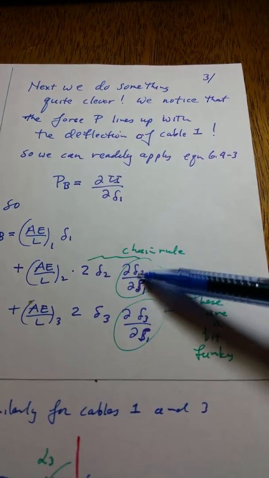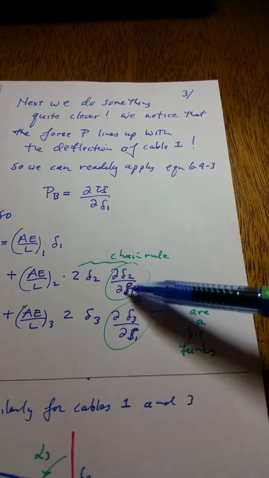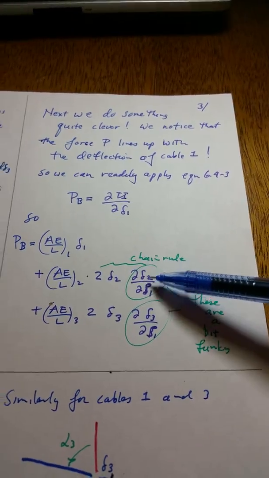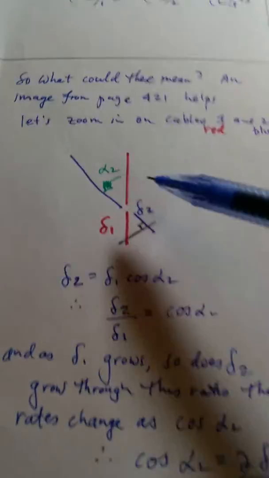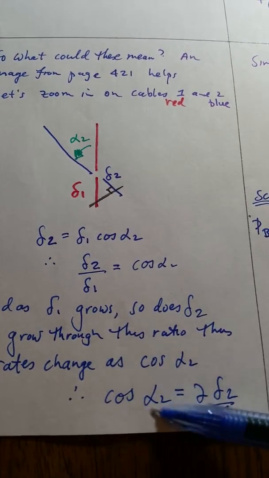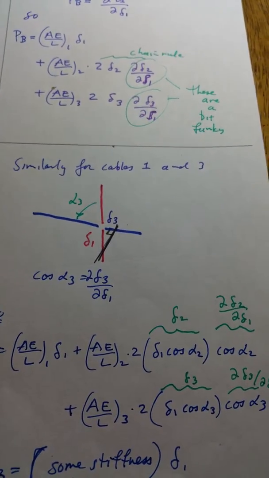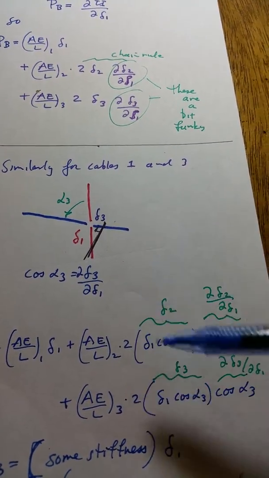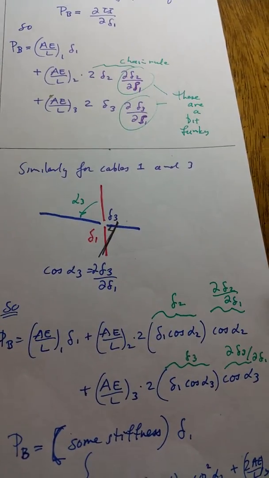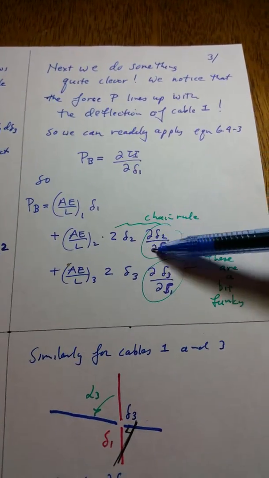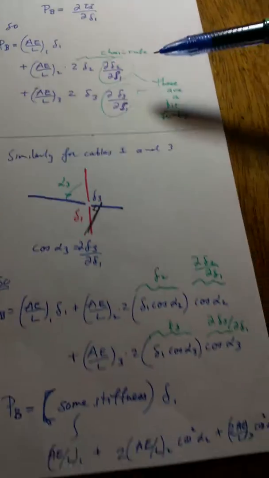But that's not quite exactly what we need. We need partial delta 2, partial delta 1. And I think the best way to think about this is that this is a rate of change, okay? So as delta 1 grows, so does delta 2 grow through this ratio cosine alpha 2. So cosine alpha 2 is partial delta 2 partial delta 1. And then similarly for cables 1 and 3, cable 1 being the red cable, cable 3 being the blue cable here, the rate of change is cosine alpha 3. So in that previous expression, these just become cosine alpha 2 and this becomes cosine alpha 3.